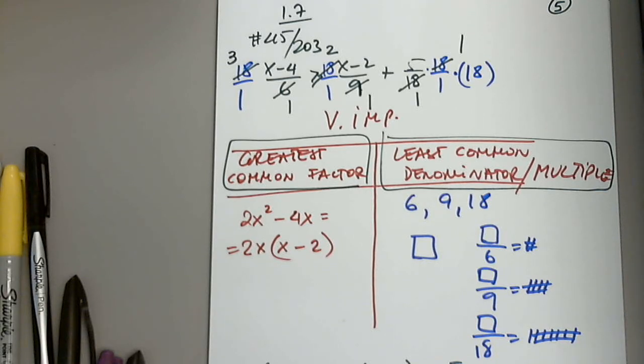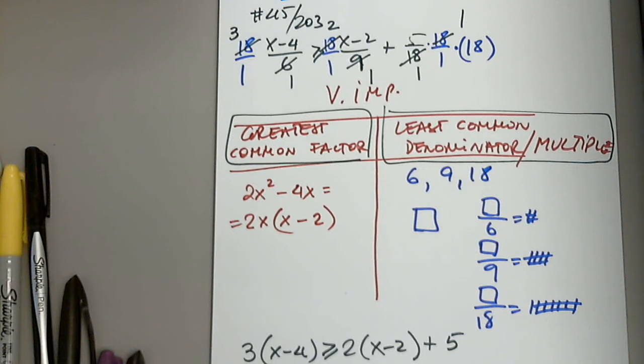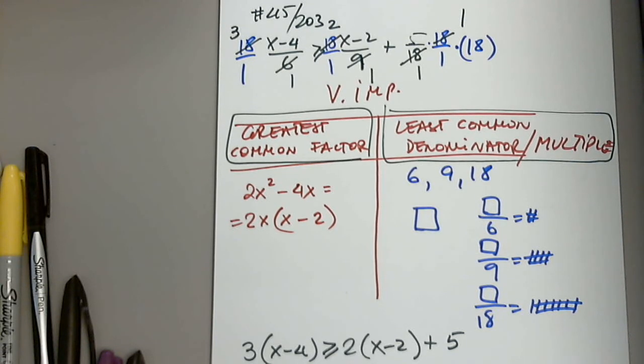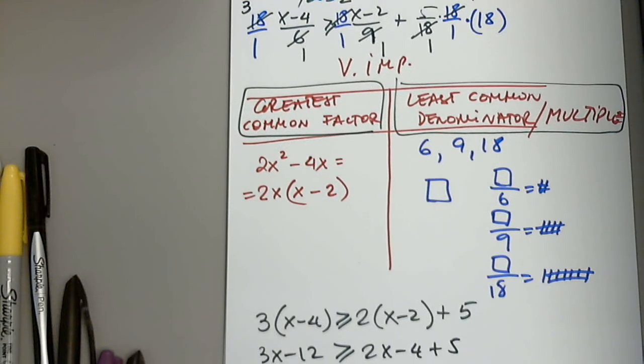No, okay, good. So now I will distribute: 3x minus 12 greater than or equal to 2x minus 4 plus 5. Do you agree with this step? Yes. Okay, perfect. What do I do next? Yes, awesome, thank you. Combine these two and then decide what to move where. So 3x minus 12 greater than or equal to 2x plus 1. I would move the 12 to the right. I would do that too, I agree.